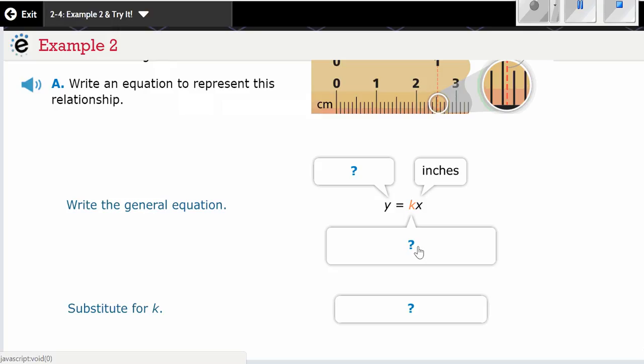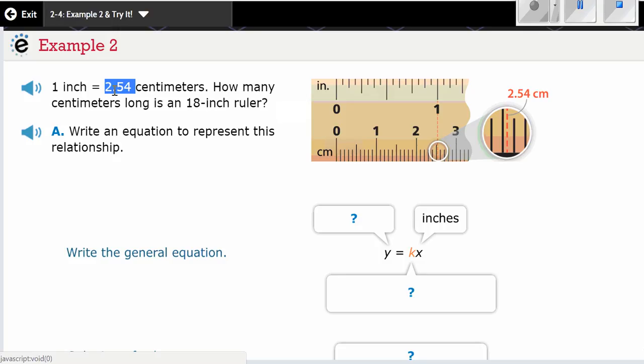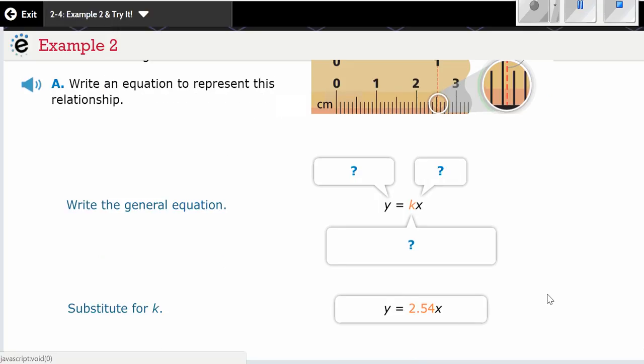So how do we find k? How do we find this constant multiple or the constant of proportionality? We're going to take y and divide by x. So we're going to take centimeters and divide by inches. And in this case, it's 2.54 divided by 1. So in the end, you come away with this equation: y equals 2.54x.